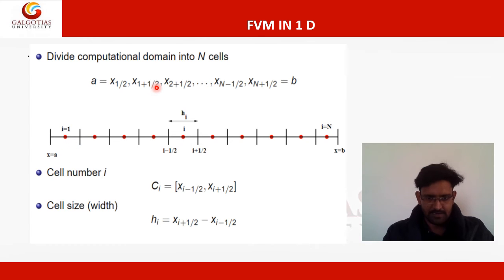The cell interfaces are x at 1/2, x at 1 plus 1/2, then x at 2 plus 1/2. In this way we are dividing, up to x at n minus 1/2 and x at n plus 1/2, which is equal to b. So this is x at n minus half, and this is x at n plus half, and here we can write x at a half, that is half, and 1 plus half. Now if we look at the cell number I, we can write the cell Ci, that is the interval from x at i minus 1/2 to x at i plus 1/2, and the cell size is x at i plus 1/2 minus x at i minus 1/2.